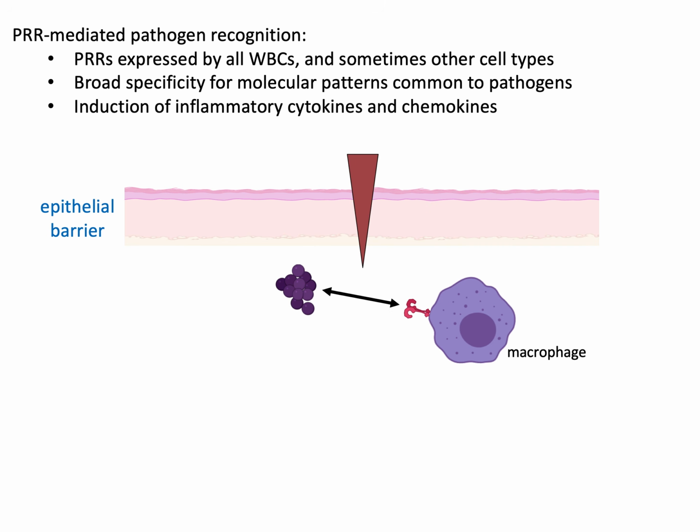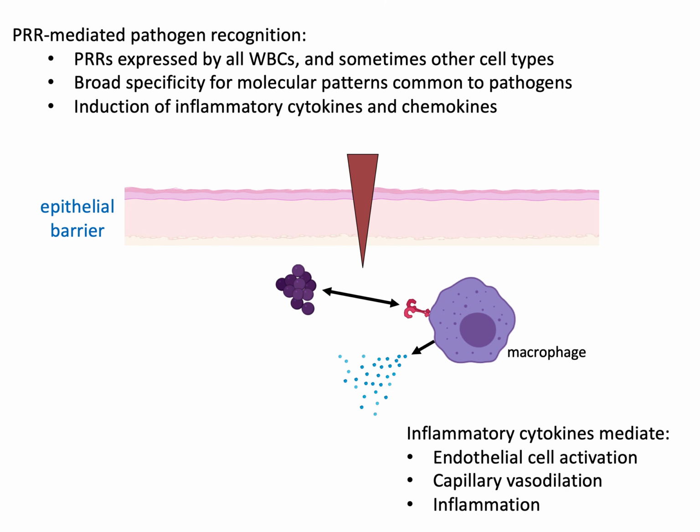So now let's go back to the tissue. We've got a macrophage. It's expressing a toll-like receptor. This toll-like receptor is recognizing some molecular pattern expressed by this pathogen, leading to the production of inflammatory cytokines. These inflammatory cytokines are now going to initiate the local inflammatory response. That includes endothelial cell activation, capillary vasodilation, and inflammation, which we will talk about in a later video.